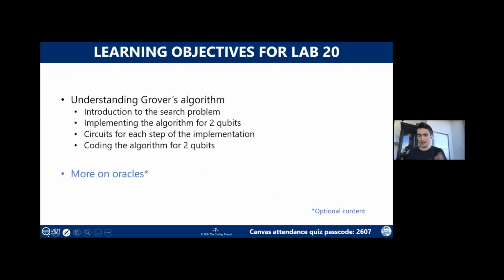Okay, so I guess I'll pause there. Any more general questions on oracles particularly?